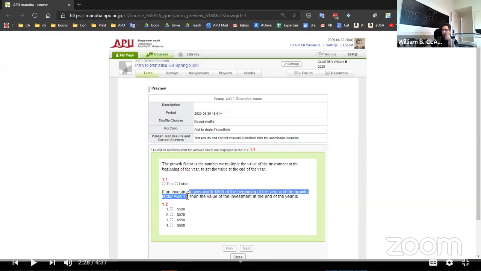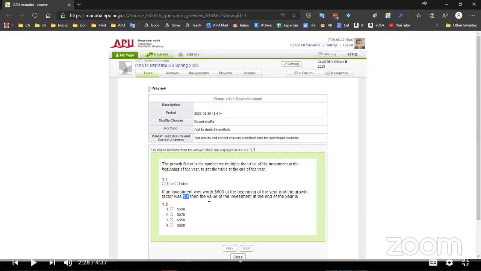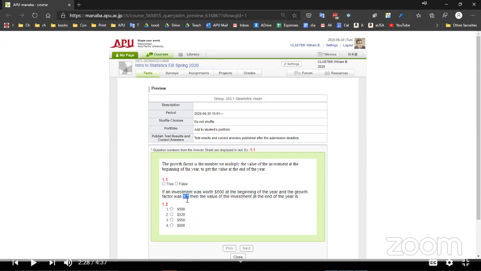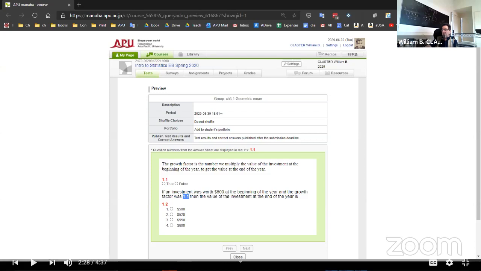Okay, if an investment was worth $500 at the beginning of the year, and the growth factor was 1.1, how much would the investment be worth at the end of the year? 550, right. Because we multiply, this is the growth factor. It started out at 500 and the growth was 1.1. It means it increased by a factor of 1.1, which means 1.1 times 500, which is 550. Okay, any questions about this?